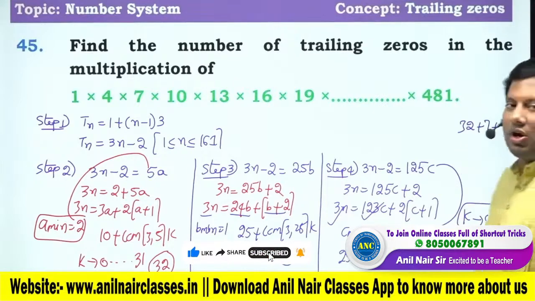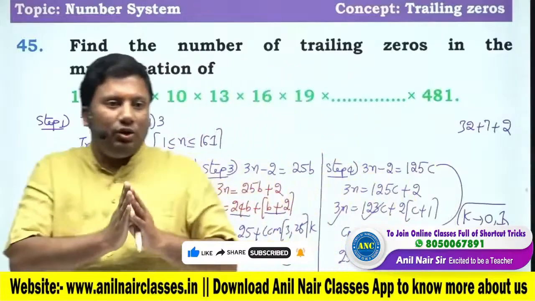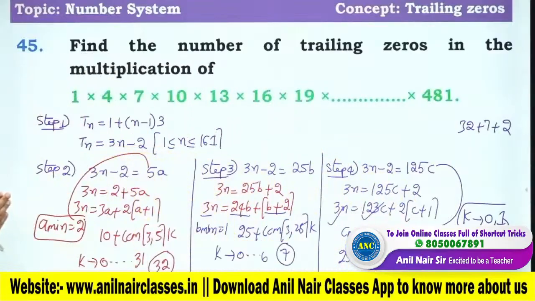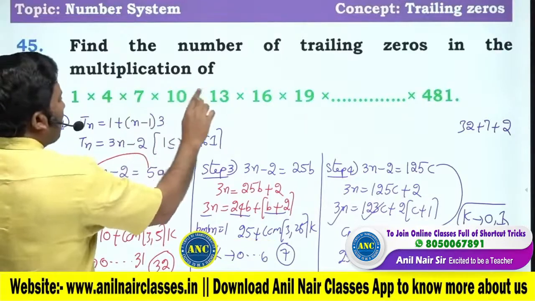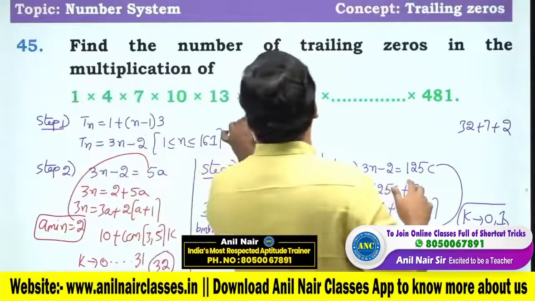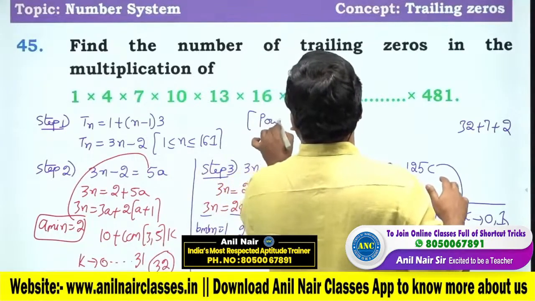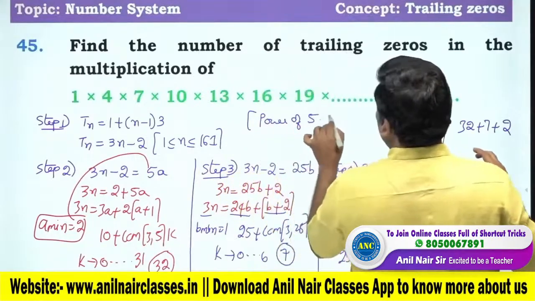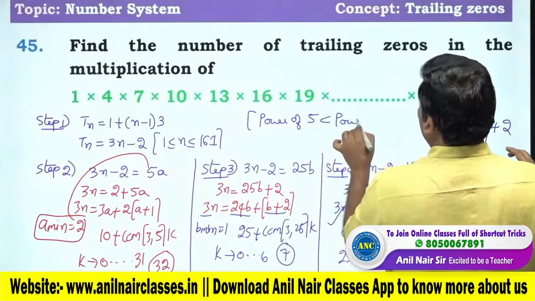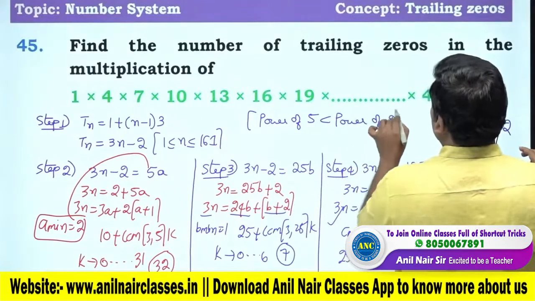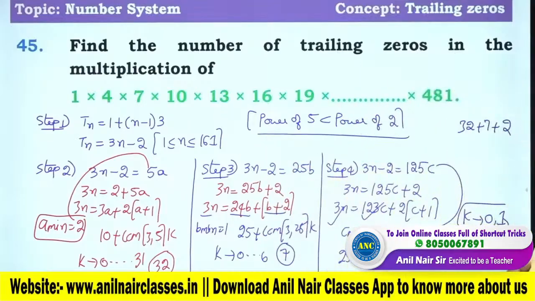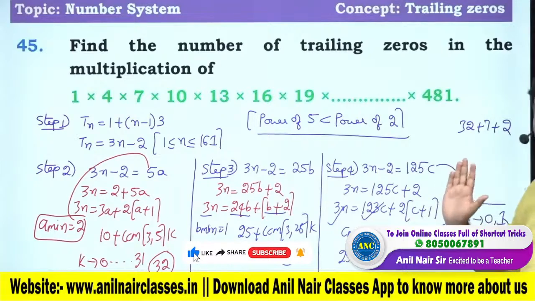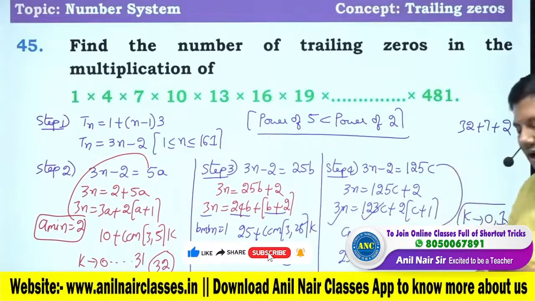I hope this logic is crystal clear to you. Seems like a complex question, but actually it's a very easy question. The powers of 5 are less than powers of 2. So only I will show attention on powers of 5. This is the step-by-step process to solve the question. I hope the idea is clear. Next one.